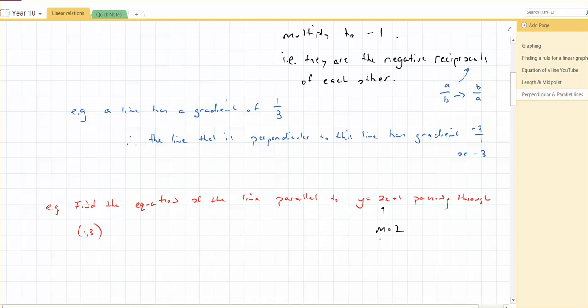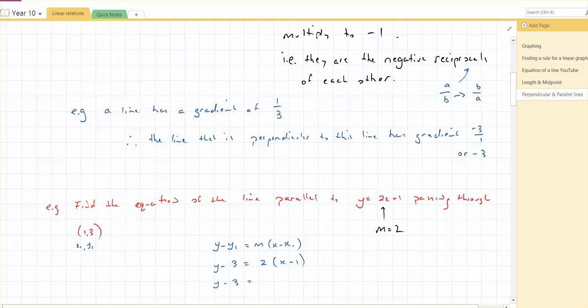So our line has a gradient of 2 and it goes through (1,3). So we now use our y minus y1 equals m times x minus x1 formula to find the equation of the line that we're after here. So we put in, this is my x1, y1 here, so it's y minus 3 equals, I'm going to use m equals 2, because I'm after a line that's parallel to this one here, and this gradient is 2. x1 is 1, so we just sub in those points.